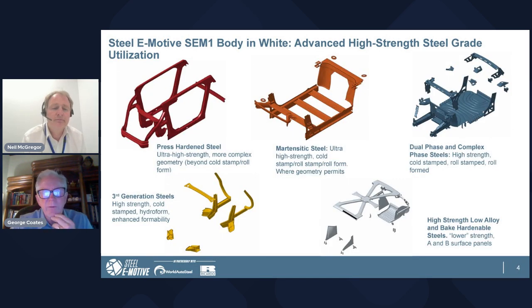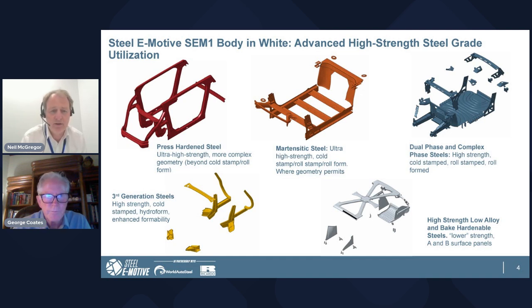Okay, great, thank you. And then this is more of a breakdown, that same pie chart now represented in the structure, right? Yeah, just showing a bit more detail on exactly where we've used those different grades of advanced high strength steel. So you can see in the top left where we've used press hardened steel. Here we're using steels with a strength of 1500 to 1900 megapascal UTS.